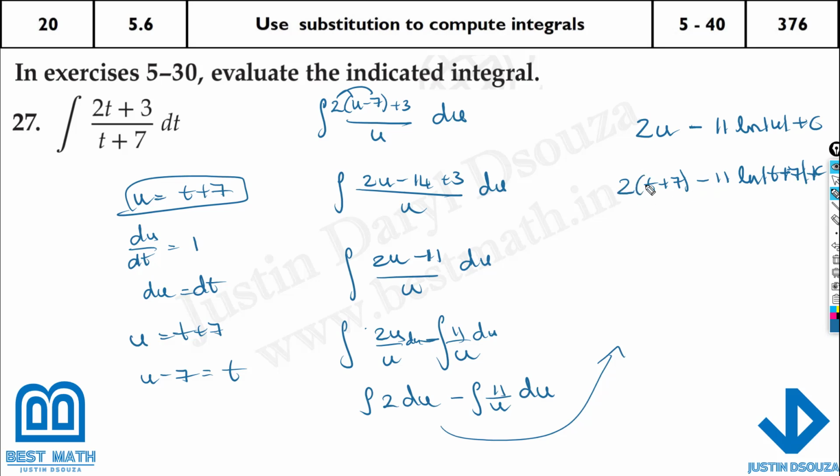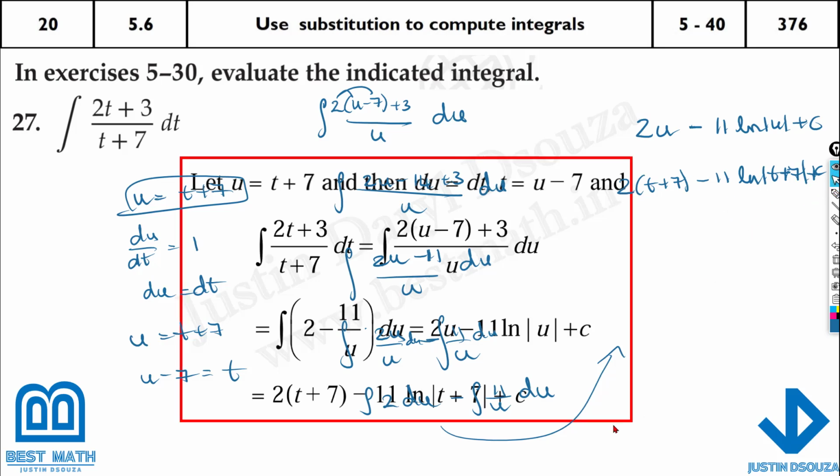Now we can simplify it further, like you can multiply this if you want. You can leave it like this. Let's just look into the answer, how they have written. They've just left it as it is. So it is 2 times t plus 7, that is 2u, minus 11 natural logarithm, absolute value of t plus 7.